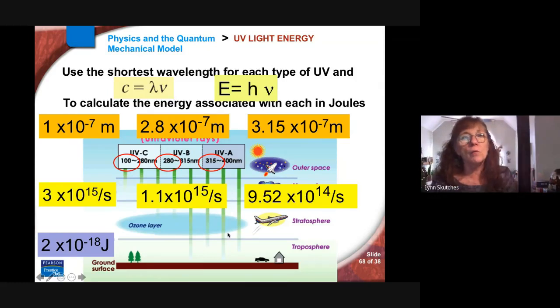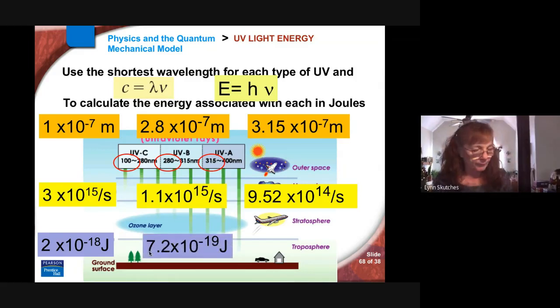Let's try one more, and then I'll have you do the third one. 6.6262 second E minus 34, times 1.1 second E 15. I'm going to tell you that the answer I'm going to show you is slightly wrong. Chime in and tell me what the right answer should be when you get there. And hopefully you guys got it. What is wrong with my answer?